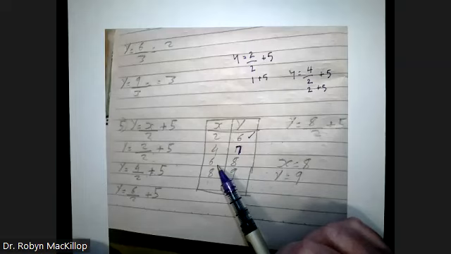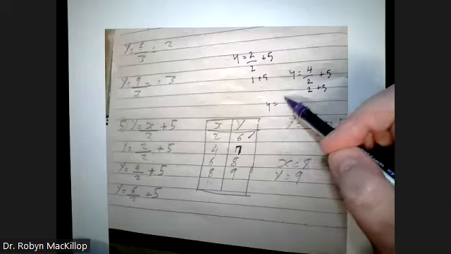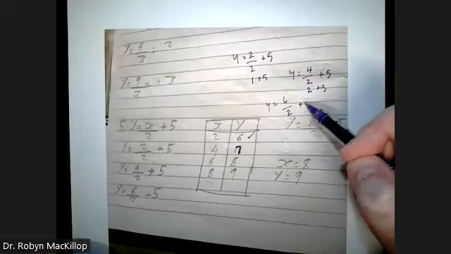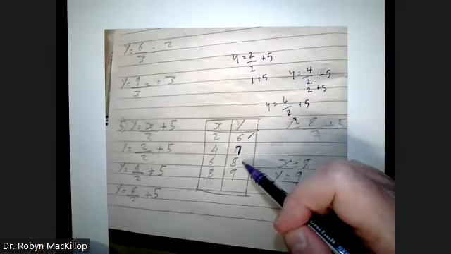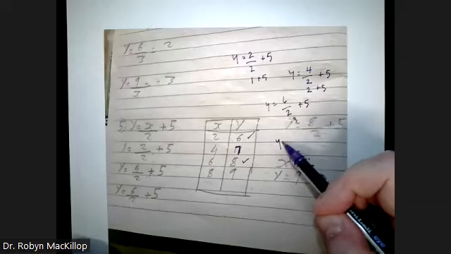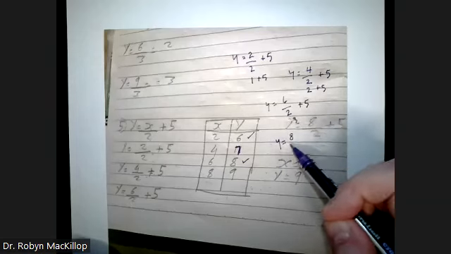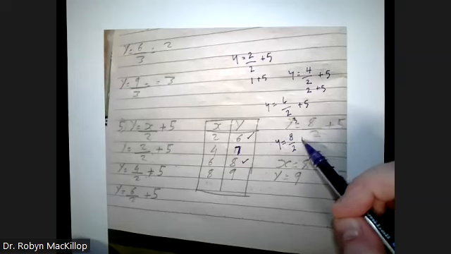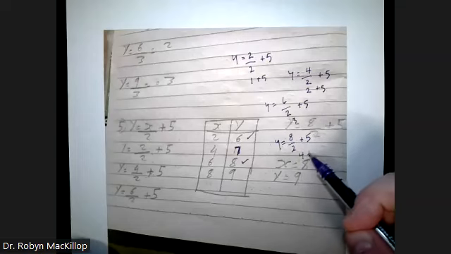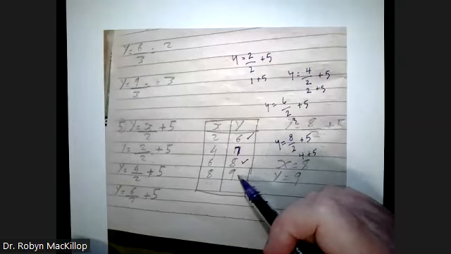And then let's go to 6. We've got y equals 6 divided by 2 plus 5. 6 divided by 2 is 3 plus 5. Oh, see, you got that one right. Nicely done. And then we'll do 8. So y equals 8 divided by 2 plus 5. 8 divided by 2 is 4. Plus 5 is 9. You got that one correct as well.